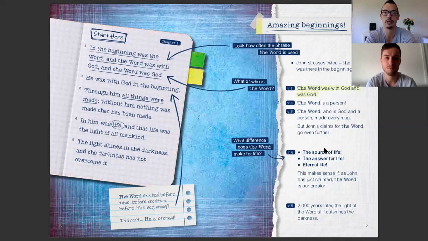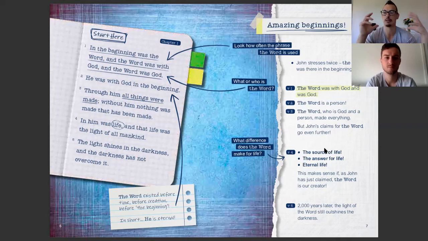In that first sentence, we see that the Word was with God and was God. In the second sentence, we see that the Word is a person. And in that third sentence, the Word, who is God and a person, made everything. Now, these are big claims. You'll see a little post-it note there at the bottom of the page. The Word existed before time, before creation, before the beginning. In short, he is eternal.